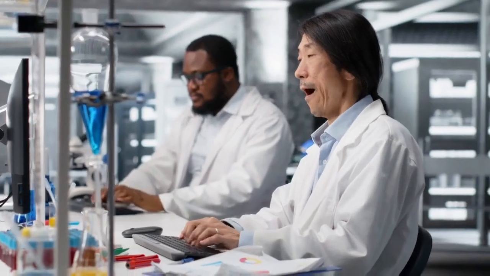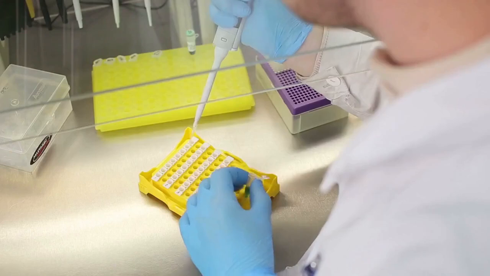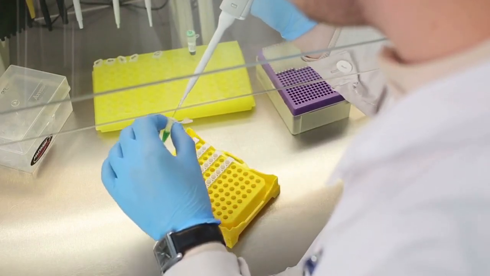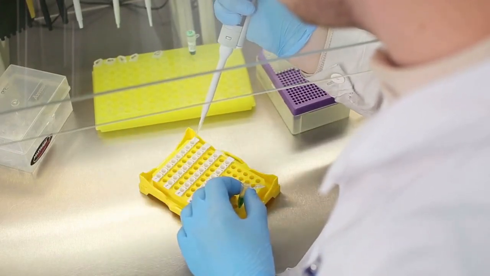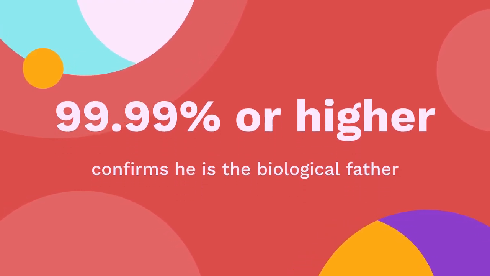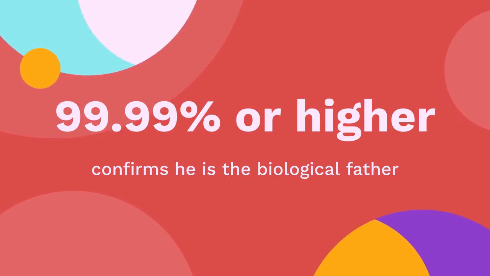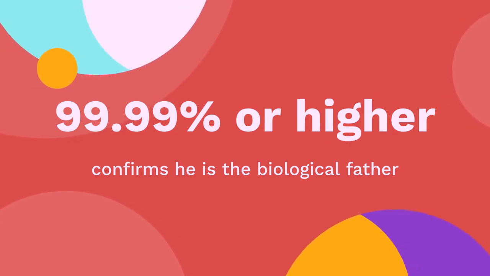This comparison is repeated for at least 16 to 24 different markers. If the alleged father's DNA consistently provides the matching number that the child didn't get from the mother across all tested markers, the lab calculates the probability of paternity. This result is typically 99.99% or higher, confirming he is the biological father. If there are mismatches at several markers, he is excluded with 100% certainty.